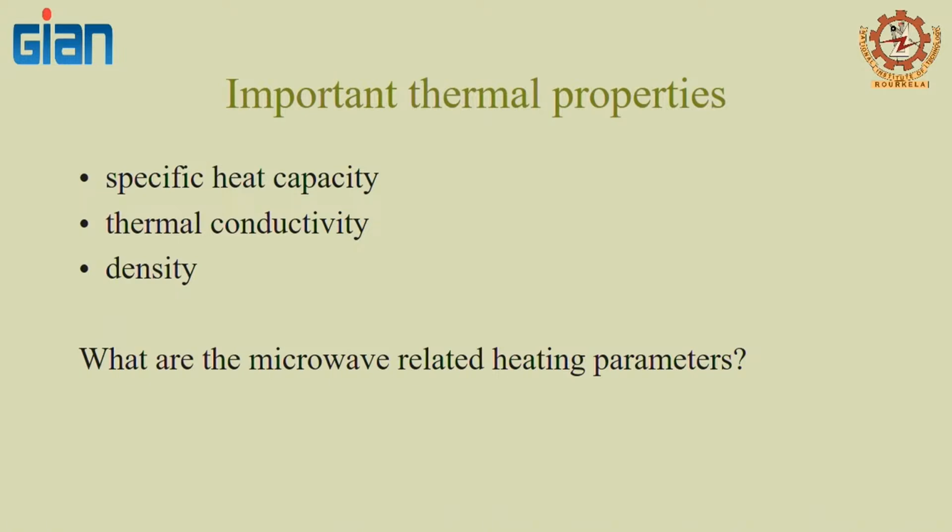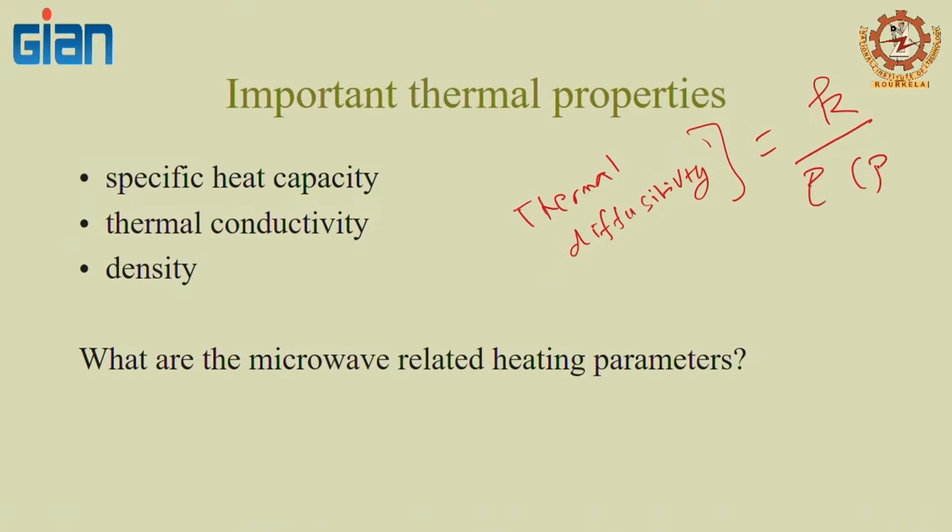Now, normally when you look at temperature distribution, you talk about the thermal diffusivity. That is defined by k over rho Cp. So, your thermal conductivity, your density, and your specific heat all play an important role. These properties are also important in the case of microwave processing when no microwave is applied.